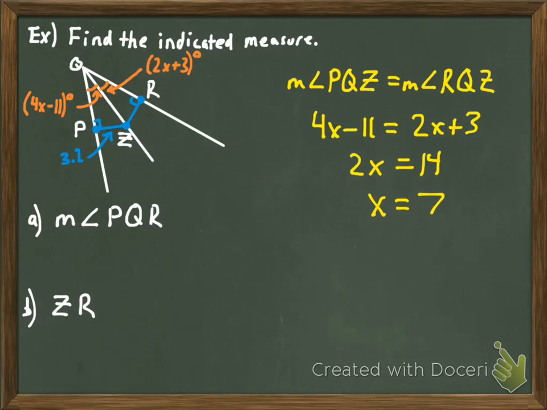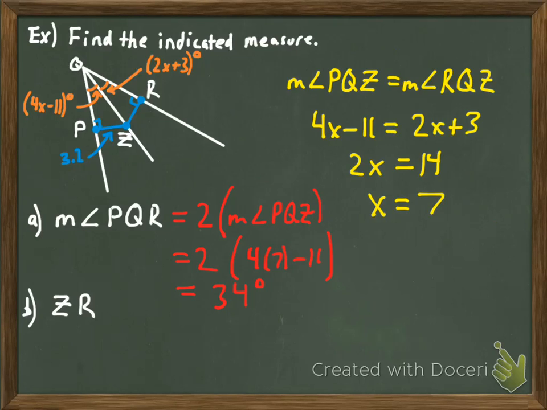My directions did not tell you to find the value of x, although that was necessary. They wanted us to find the measure of angle PQR. And angle PQR, we could say that its measure is either twice the measure of angle PQZ, or twice the measure of angle RQZ, or the sum of the two. I'm just going to write down that it's twice the measure of angle PQZ, which means that it's twice 4 times 7 minus 11. That's 28 minus 11, that's 17 right there. And 17 times 2 is 34. It's 34 degrees. Okay, there you go. So that's just using the fact that this is an angle bisector, as was indicated again in the diagram.